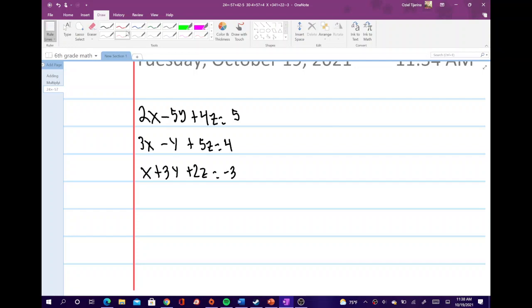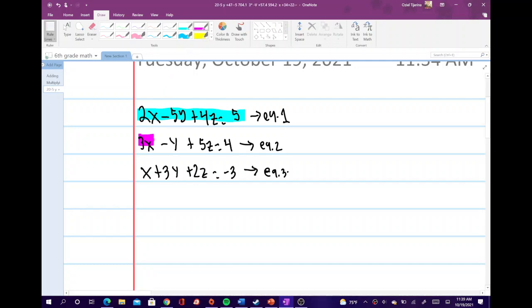So let's say, for example, you just choose any of the variables. Usually you would choose the one that is easiest to eliminate. So in this case, we can do our x variable. So let's just say that we grab equations 1 and 2. So let's name this equation 1. Let's name this equation 2, and let's name this equation 3. Okay, and I'm gonna go ahead and color code the equations so that you guys know which one is which.